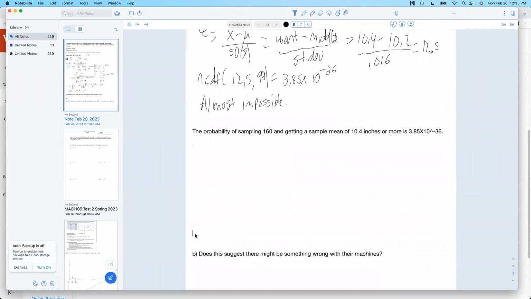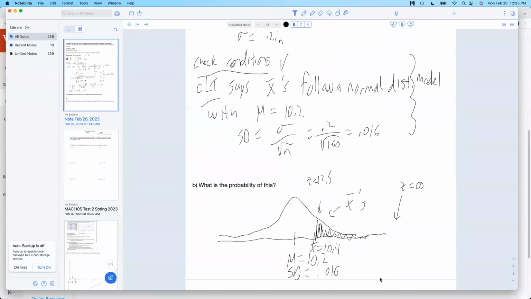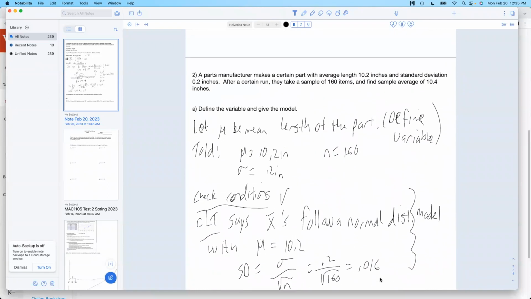So now part B here, I guess this is really now part C. What's that mean? Let's think about this. We own this company. We know that our parts vary a little bit. We know our machines aren't perfect. We're trying to hit 10.2, but there's a little wiggle room there.